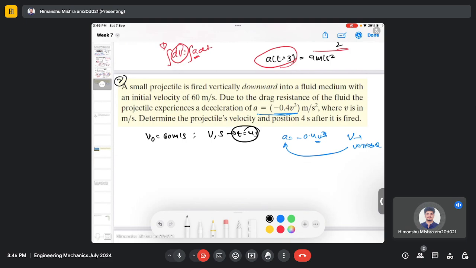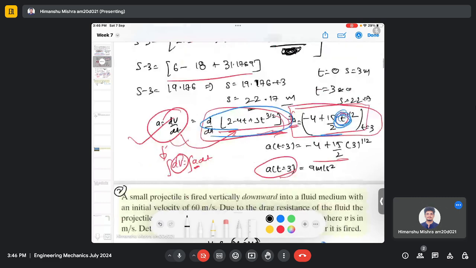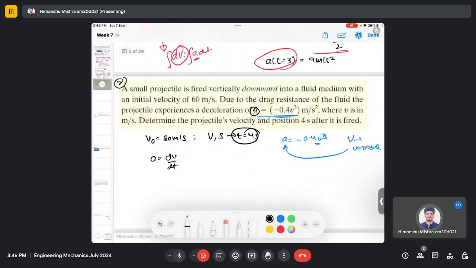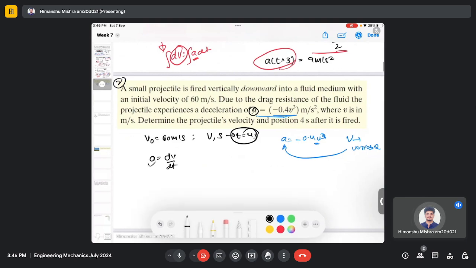So it's a very similar problem to what we have solved before. We are already given the acceleration, so we can make use of this expression. Acceleration is the change in velocity with time. As I said, if the acceleration is not constant, you need to use this general equation to find any unknown. So you already have acceleration, but you can find the velocity by integrating.